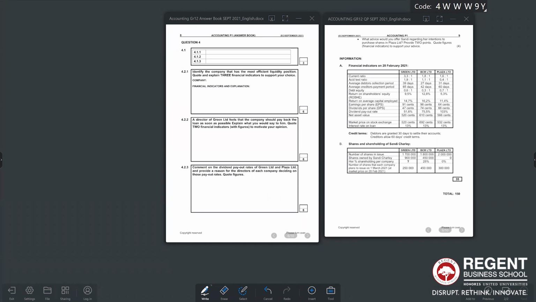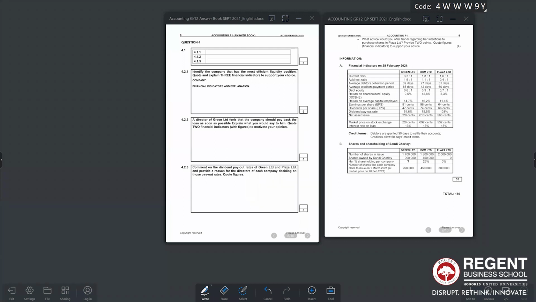Now they wanted you to identify the company that has the most efficient liquidity position. So to quote that, if I look at Green, it was 3,3:1. BCM 1,8:1. Plaza 1,6:1. They want you to identify the company that has the most efficient liquidity position. Okay, so BCM and Plaza look ideal at this point.